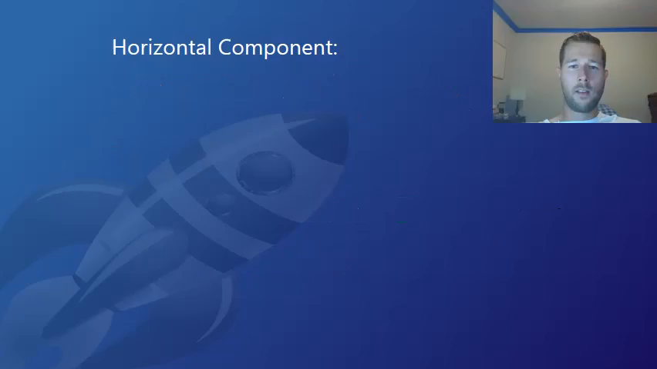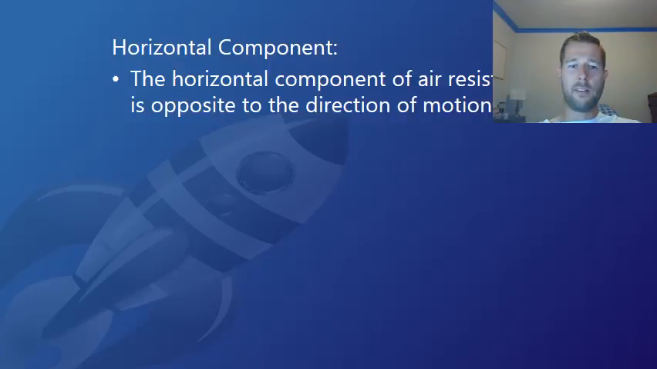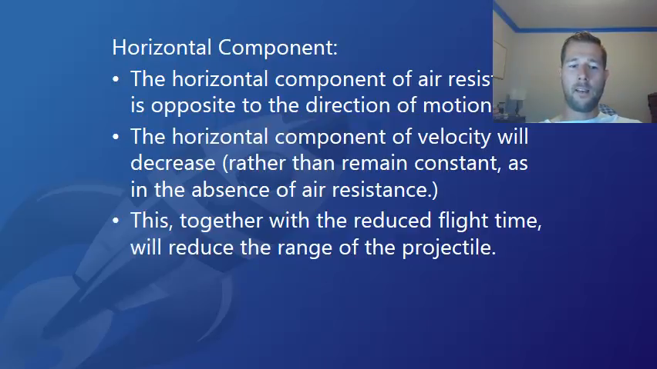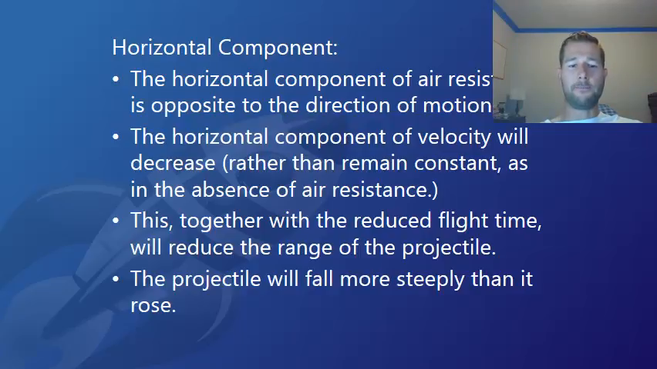So now looking at the horizontal component when air resistance is present. The horizontal component of air resistance is opposite to the direction of motion. So the component of velocity will decrease rather than remain constant throughout the time of flight. This, together with a reduced flight time, will reduce the range of the projectile. The projectile will fall more steeply than it rose, so you won't get the symmetrical parabolic shape that you would in the absence of air resistance.